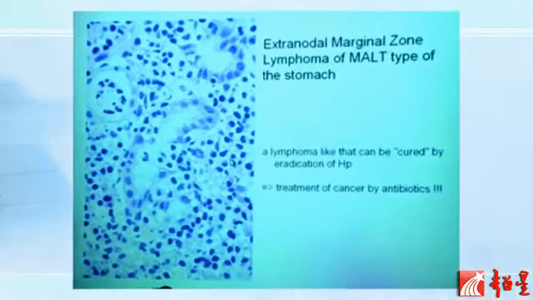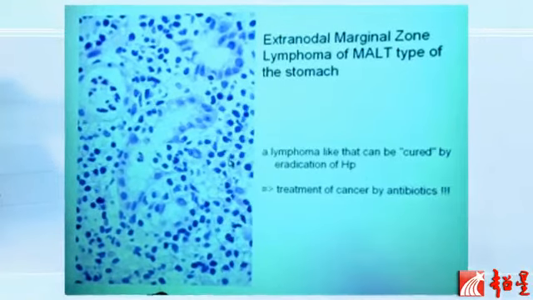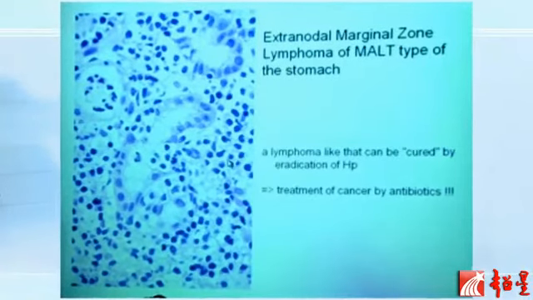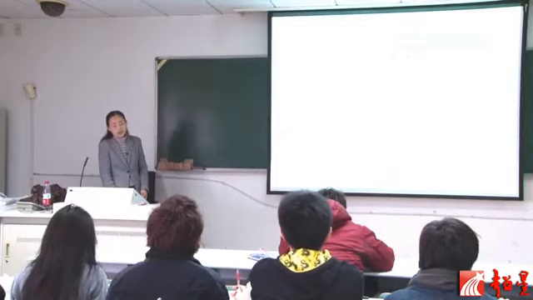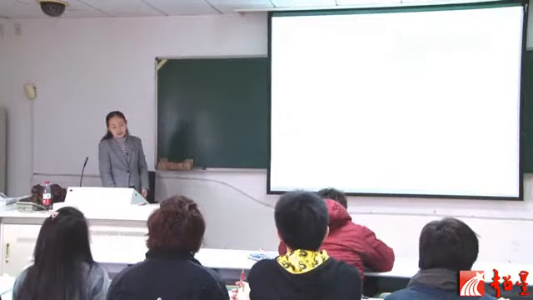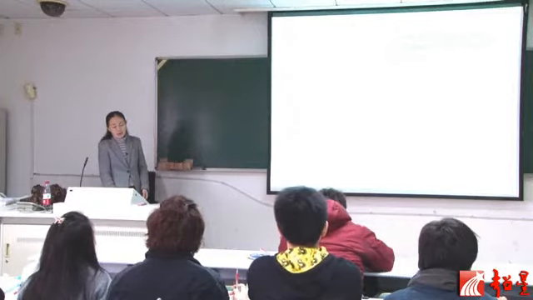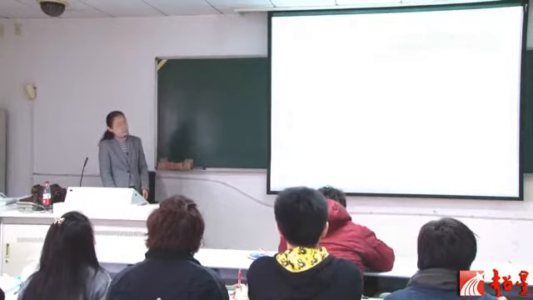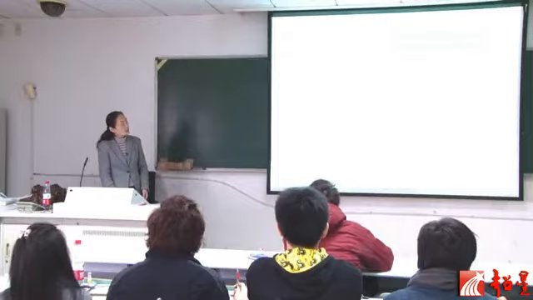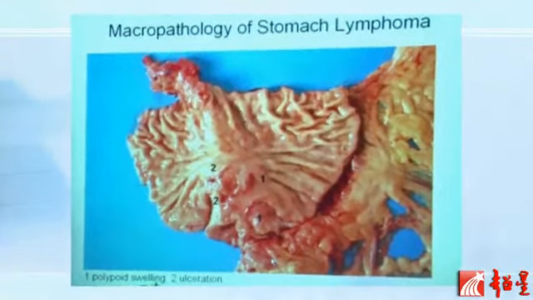Here we also find a lymphoma that can be cured. This MALT lymphoma can be cured by eradication of HP. So usually for MALT lymphoma, we can use antibiotics against HP. Here we can see the glands, and here we can see some lymphocytes.